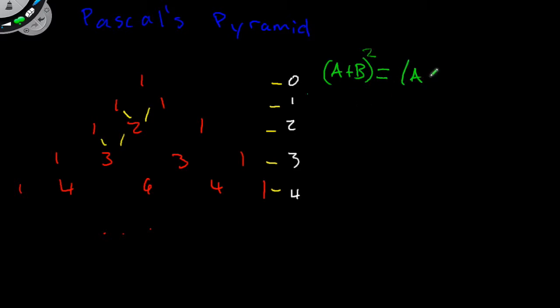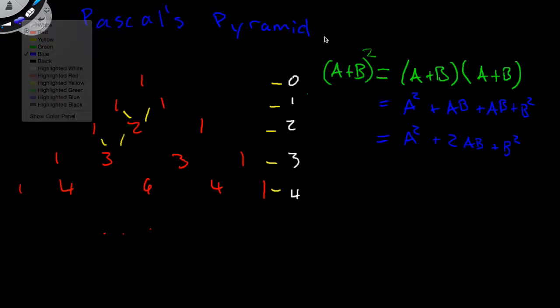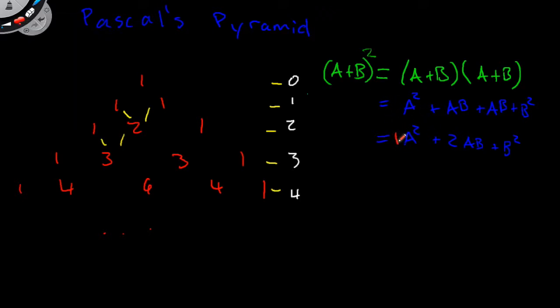So (a + b) times (a + b), and then use FOIL to get a squared plus ab plus ab plus b squared, which simplifies to a squared plus 2ab plus b squared. And now I'm going to highlight the coefficients in red. So there's an implied 1 here, 2ab, and then another implied 1 here.